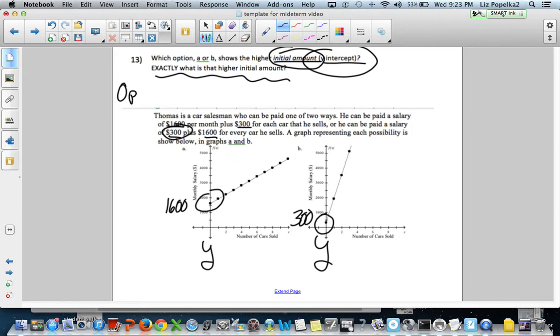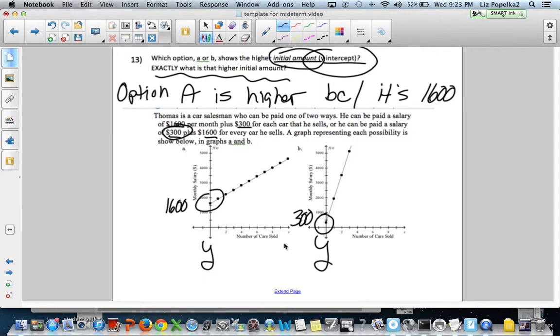So option A is a higher initial amount because it is $1,600. The other one only has an initial amount of $300. Remember that the question asked specifically exactly what is that higher initial amount. So on your paper, if you just said option A, it was not counted. You had to say option A is higher, and also that the higher amount is $1,600.